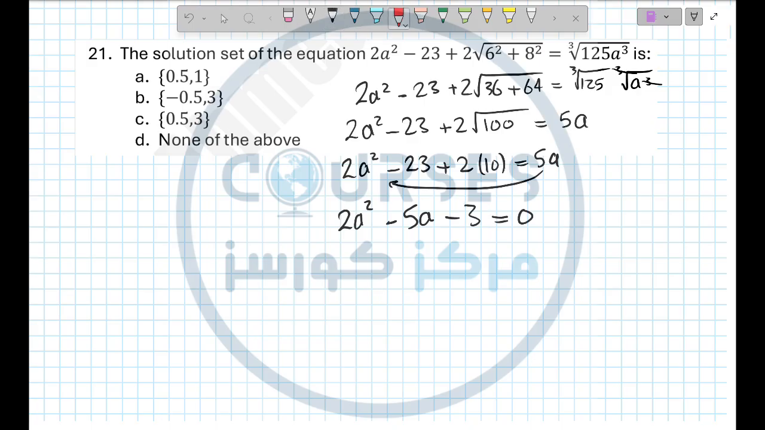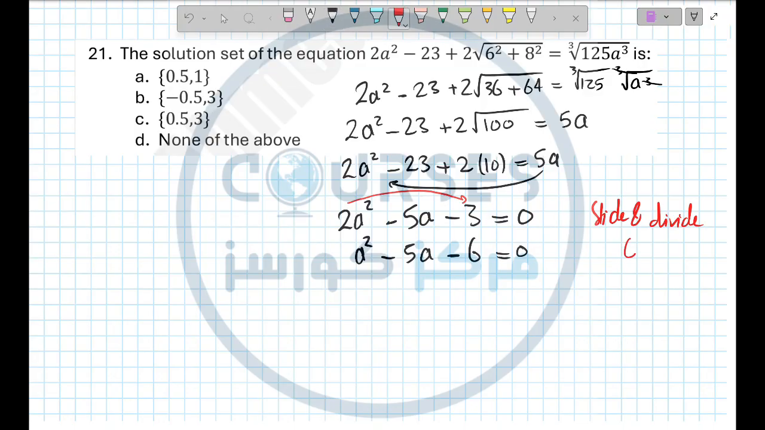We can't take a common factor in here, so we're going to have to do slide and divide. So slide the 2. So we're actually multiplying the 2 by the negative 3. So that's a squared minus 5a minus 6 is equal to 0.